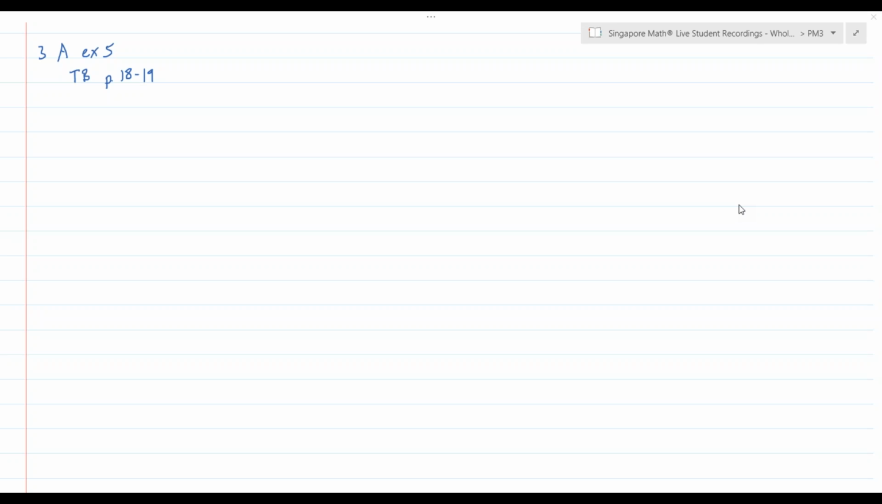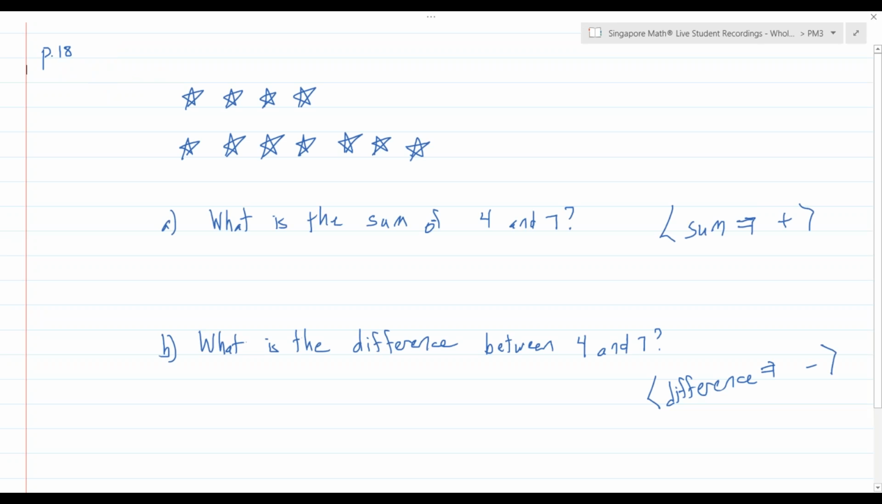Today we're going to talk about Workbook 3A, Exercise 5, and we'll look in the textbook at pages 18 and 19 for some examples. On page 18 they have lovely flowers drawn. I just drew stars. I'm not very good at drawing lovely flowers, but there are 4 flowers, or in my case stars, on one line and 7 stars on the other line. And the question is, what is the sum of 4 and 7?